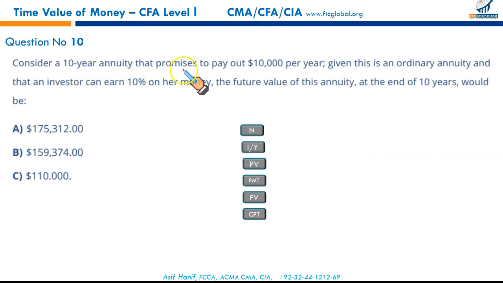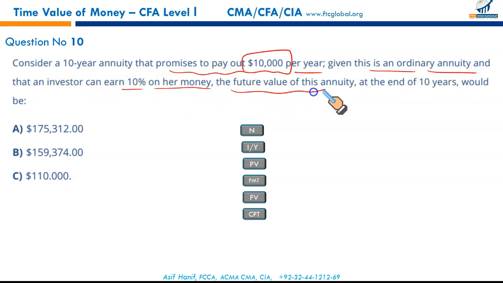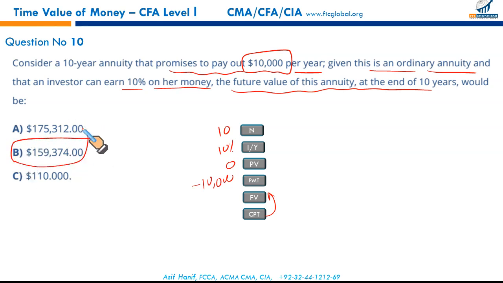Consider a 10-year annuity that promises to pay you $10,000 per year. Given this is an ordinary annuity, an investor can earn 10% on her money. The future value of this annuity, straightforward question, plug in the numbers. Ordinary annuity 10, interest rate compounded yearly 10%, no present value to be calculated. The payment is $10,000. You need to just calculate the future value, enter all these, press CPT and future value, and you'll get your results straight away. I'm sure you people have calculators in front of you. You're just punching in the numbers and getting the results. Verify your numbers. It has to be B.